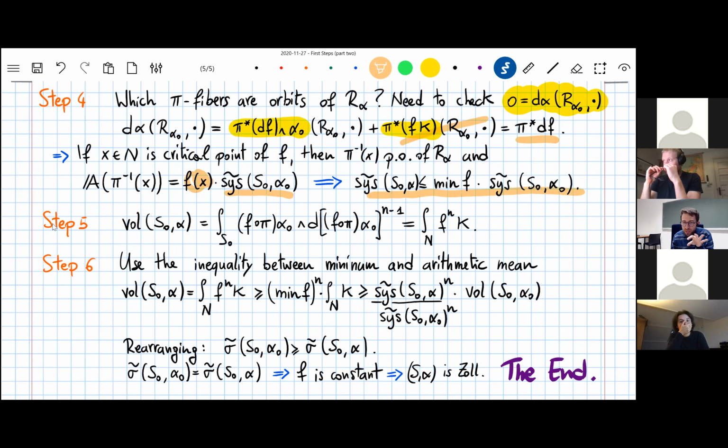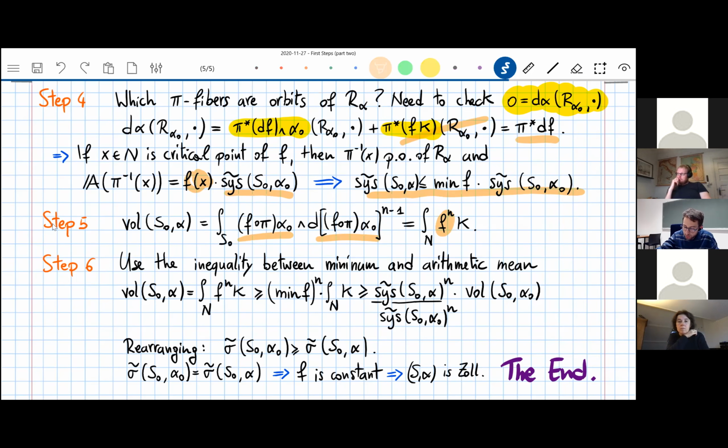So now you see that f tells you something about the systole of alpha, but actually f tells you something also about the volume of alpha. Because remember the definition of the volume was lambda wedge d lambda to the n minus 1. Plugging in what lambda is, f times alpha 0, you see that basically you're integrating f to the n times this form k. And now you can use this formula to get the inequality you want, just as in the Loeffner case.